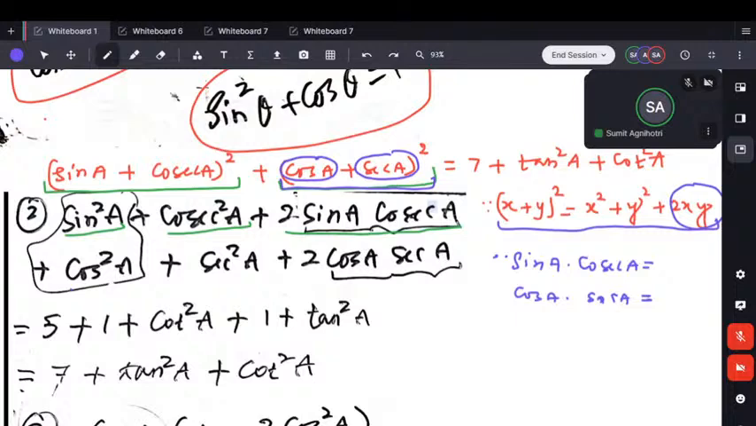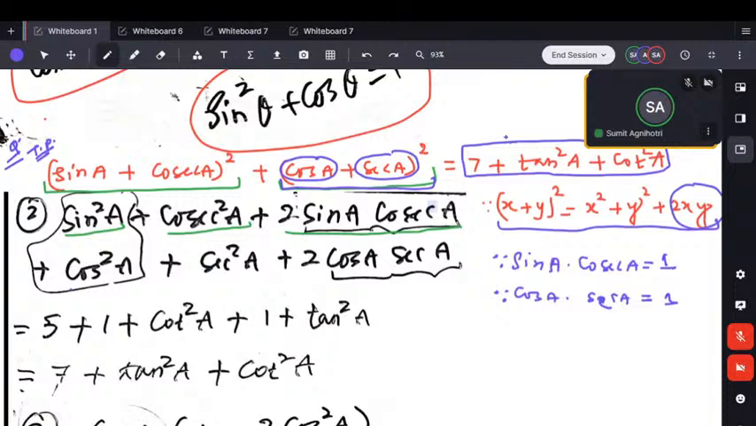sin a plus cosec a whole square, this is the question that we have here. We are supposed to prove sin a plus cosec a whole square plus cos a plus sec a whole square, and we want to prove this much. Okay, are you able to observe it carefully now? Are you able to see it now? Okay then. We have applied this algebraic formula, x square plus y square plus twice xy.